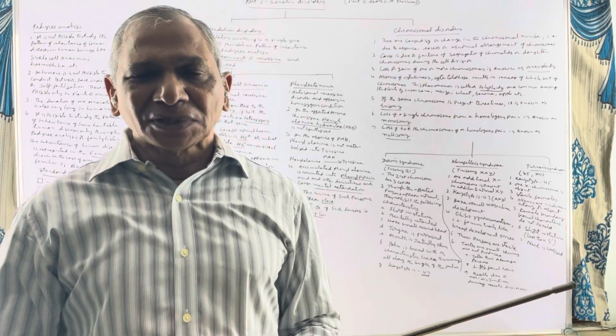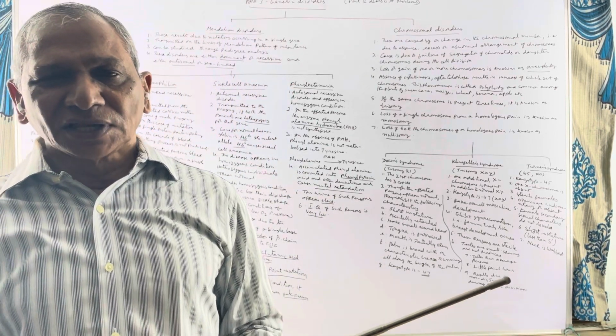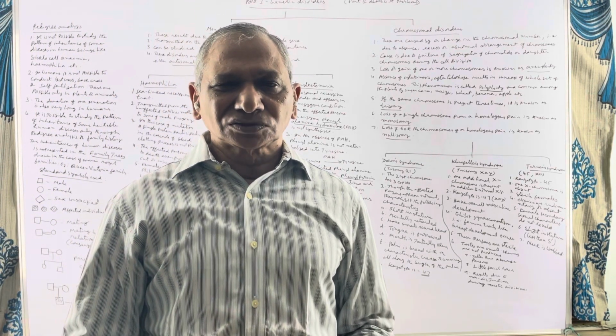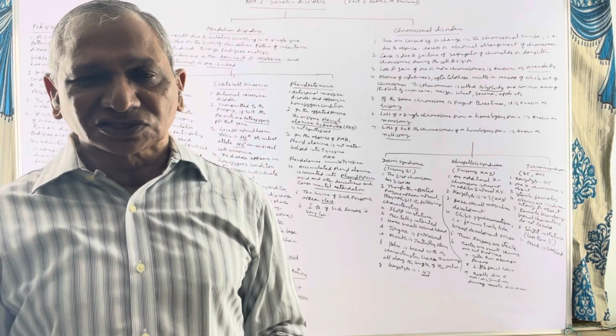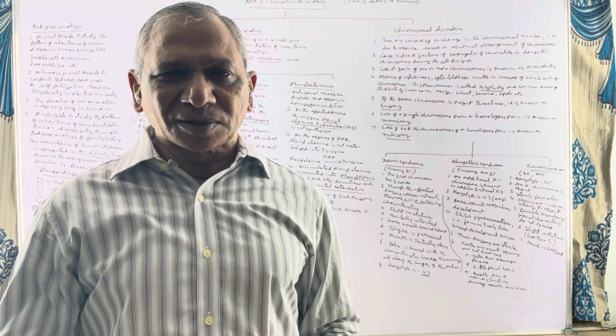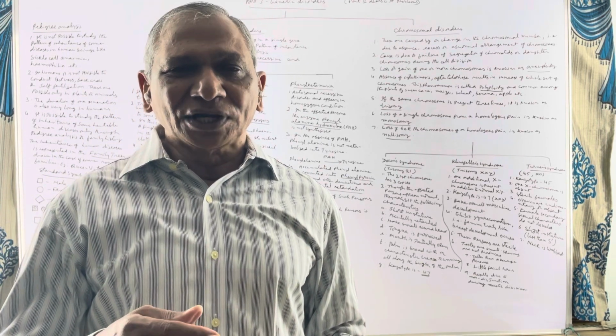For the first time, this disease was discovered in the family of Queen Victoria. So it is known as royal disease. It is also known as royal disease or bleeder's disease. Bleeder means who bleed continuously to death.